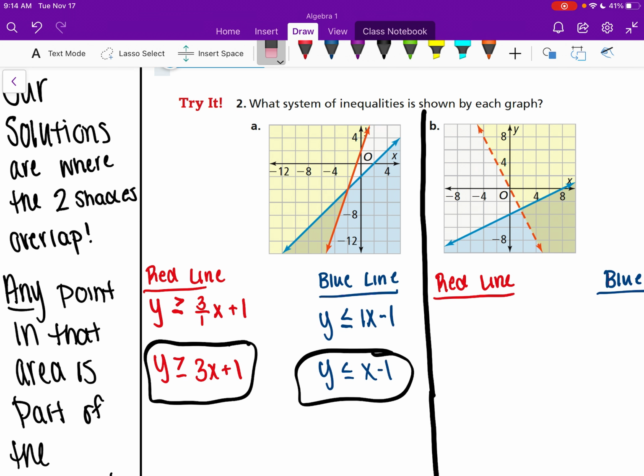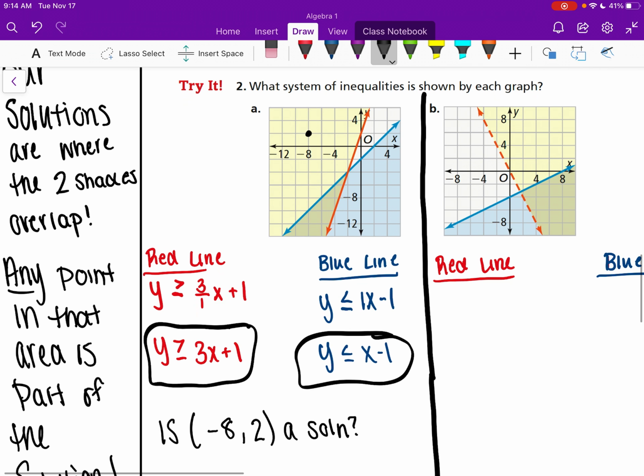So let's practice that. If I said, is (-8, 2) a solution? Let's find out. Let's go to where x is -8, y is 2. That's up here. Is that part of the overlap? No. So no, it's not a solution.